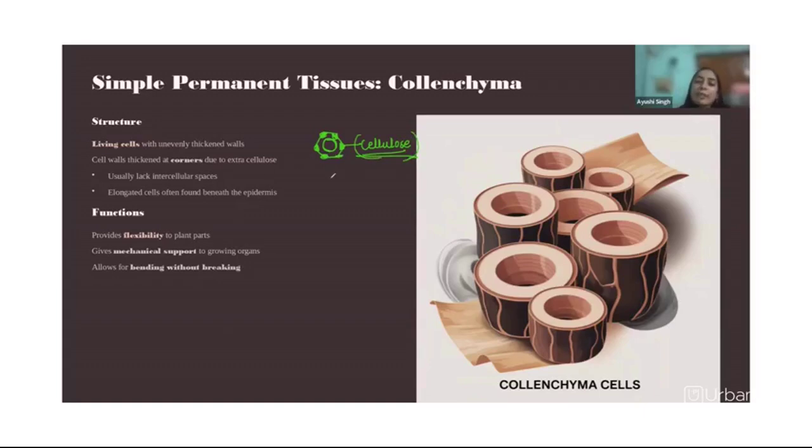Usually they are compactly arranged, so there is little to no intercellular space. This is how they are arranged. The function is that they provide flexibility to the plant, even though they provide support because there are no intercellular spaces. Yet they are very flexible in nature. So it can bend; the stems and all can bend a little bit, but without breaking. It won't be so rigid that it will break into two pieces. This is the function of a collenchyma.